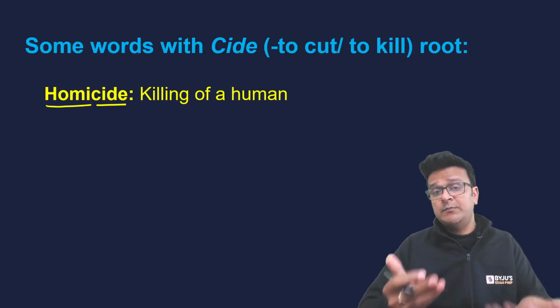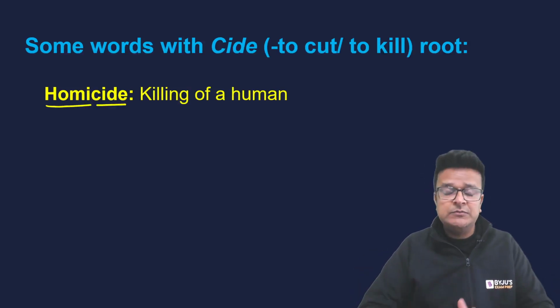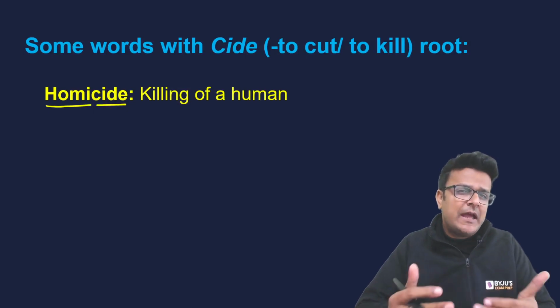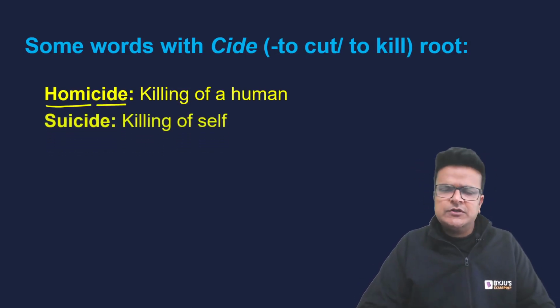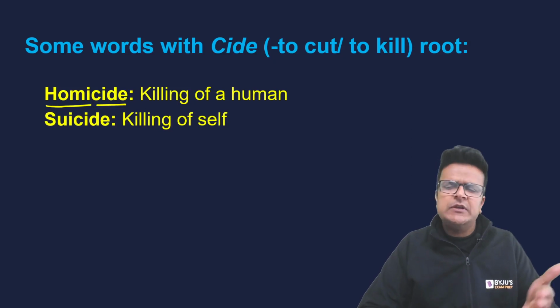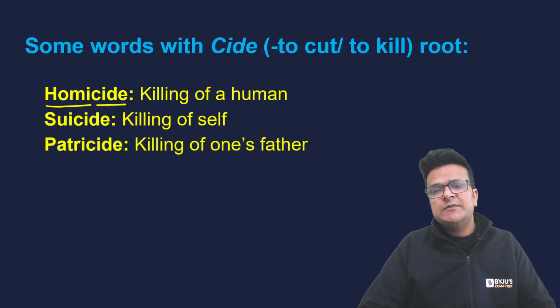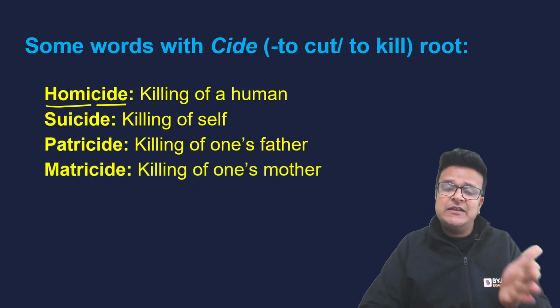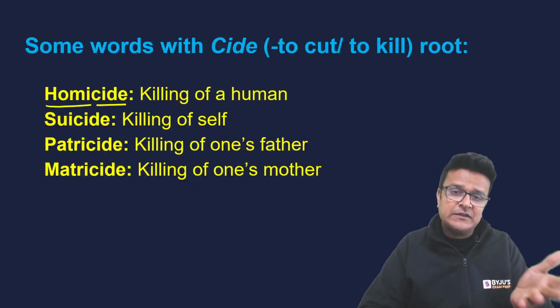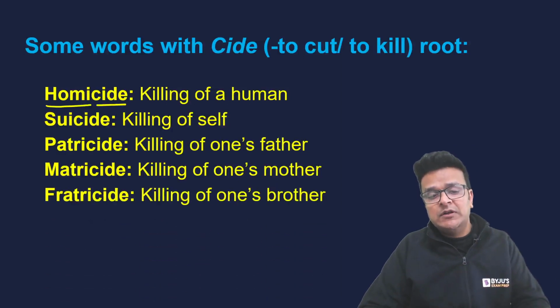Now, a homicide can be a murder if there is knowledge or intention, and it can be an accidental act also. Now, suppose I look at the next word, suicide, which is killing oneself. Sui is basically self. Third is patricide. Pater is father, so patricide is killing one's father. Matri basically means mother, mata, so matricide is killing one's mother.